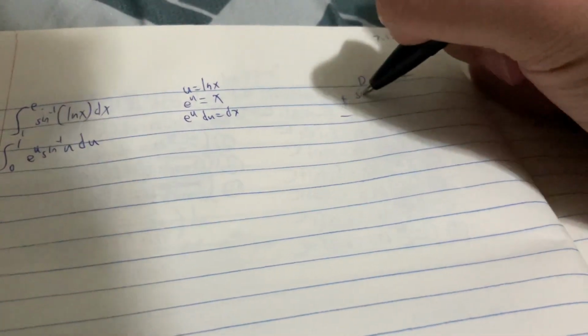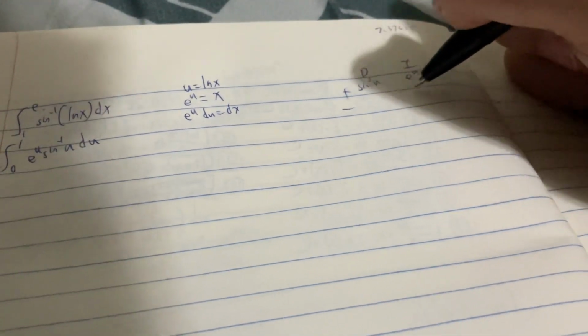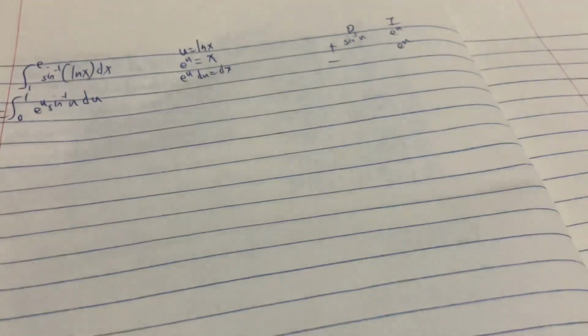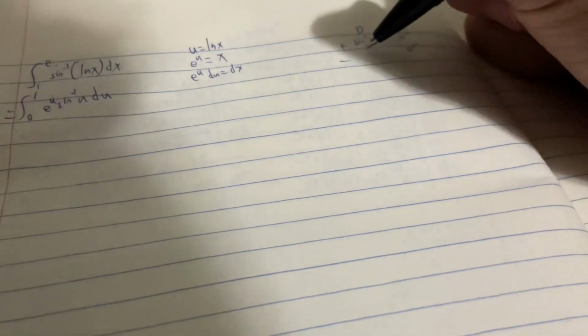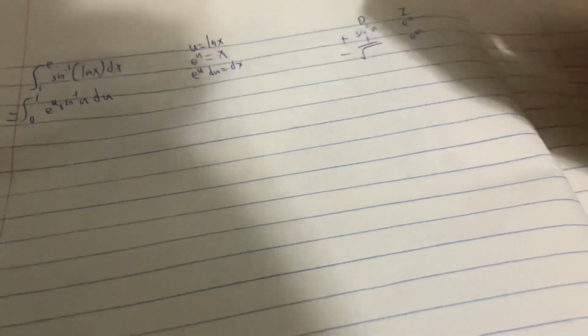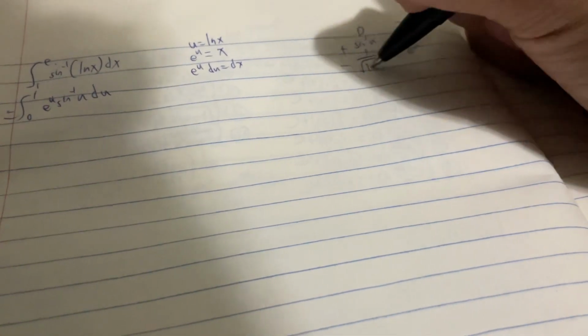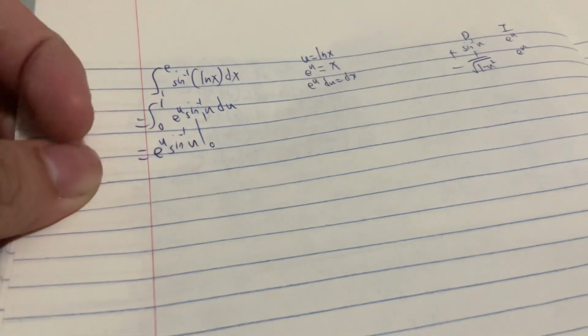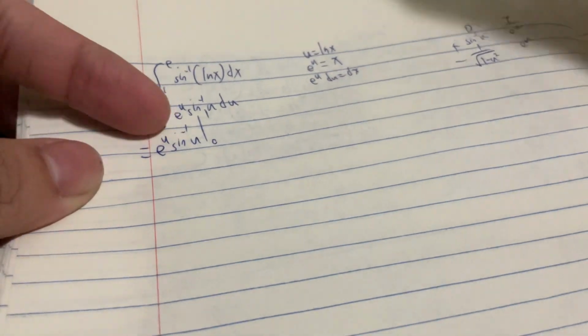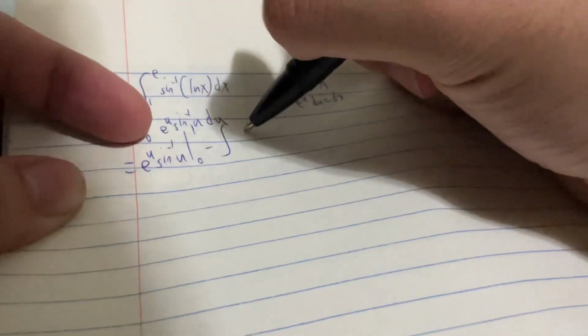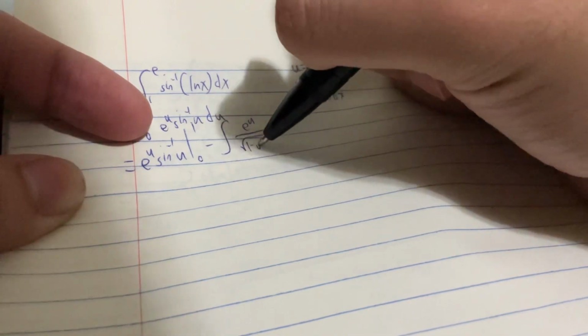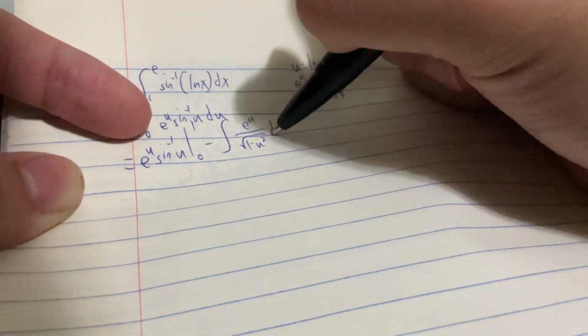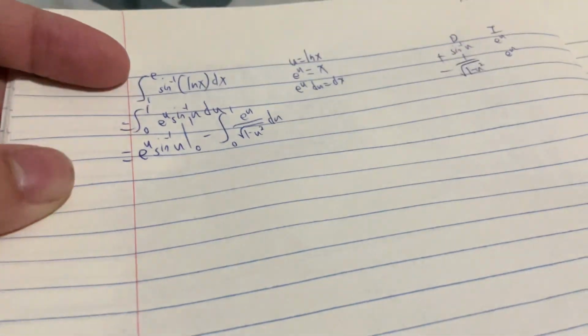We're gonna differentiate inverse sine u and then integrate e to the u. Integrating, you get e to the u, and differentiating inverse sine u, you get 1 over the square root of 1 minus u squared. So we get e to the u times inverse sine u, and don't forget about the lower limit and upper limit. Then we're going to subtract the integral of e to the u over the square root of 1 minus u squared du from 0 to 1.